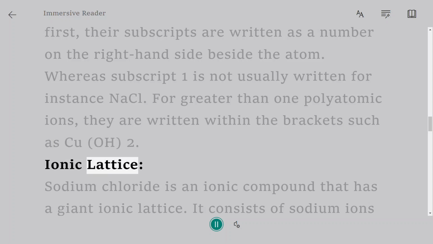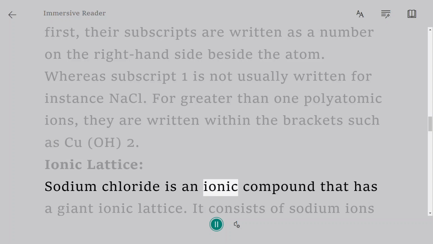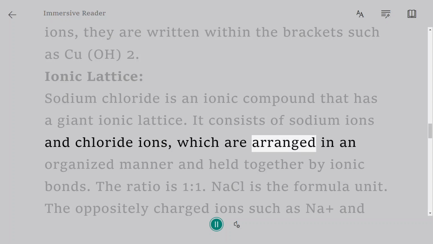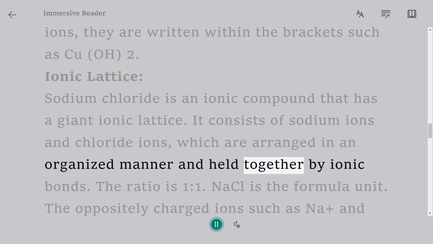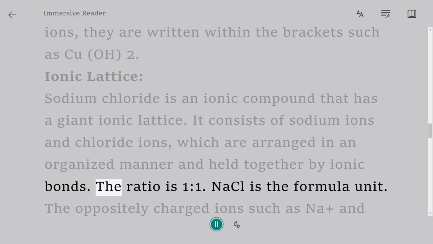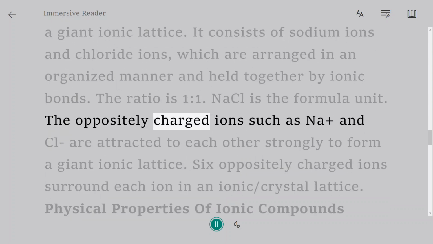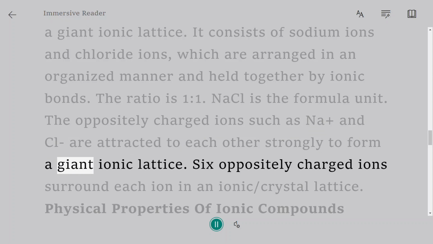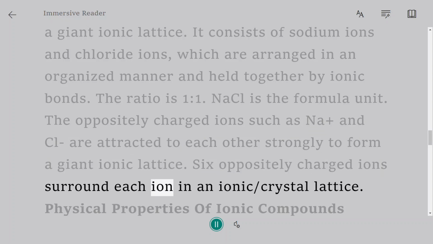Ionic lattice. Sodium chloride is an ionic compound that has a giant ionic lattice. It consists of sodium ions and chloride ions, which are arranged in an organized manner and held together by ionic bonds. The ratio is 1:1. NaCl is the formula unit. The oppositely charged ions such as Na+ and Cl- are attracted to each other strongly to form a giant ionic lattice. 6 oppositely charged ions surround each ion in an ionic/crystal lattice.